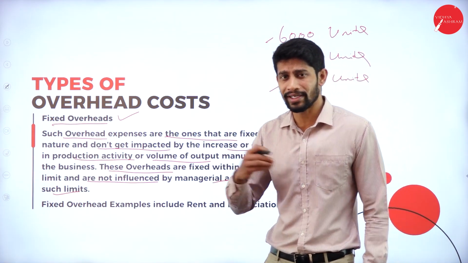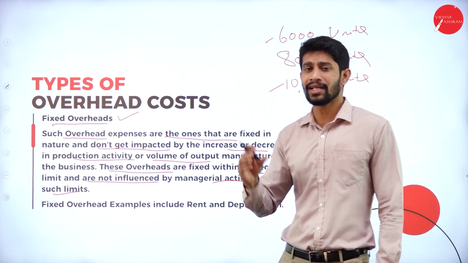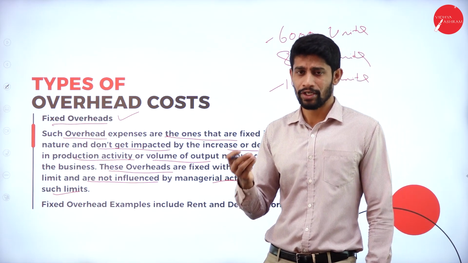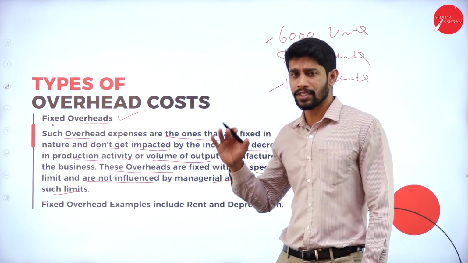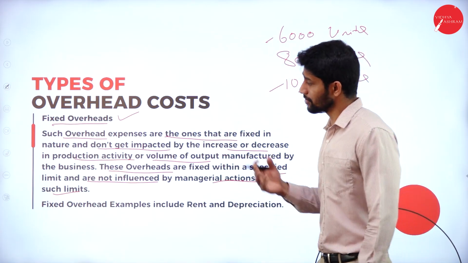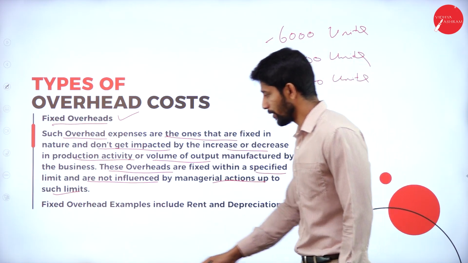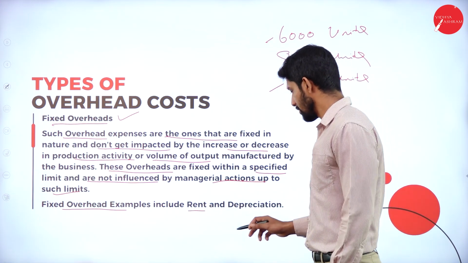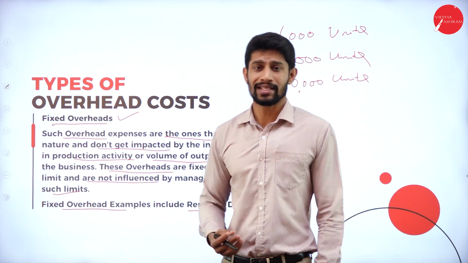The fixed overheads will not get changed as per your production activities. Only in some scenarios might they get changed, due to managerial decisions. Except those decisions, these overheads will not get changed. Which one? The fixed overheads. So which are the examples for fixed overheads? Fixed overhead examples include rent and depreciation. So these are the two examples. We have a few more examples for that.